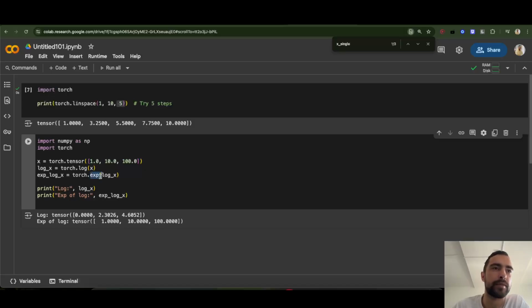And then exp is the reverse of log. So you will just put e to these logs. So you see exp of log of x. If you do this, you will just get the same, because those are two reversing operations that get the same result in the end. So exp of log, you will put e to 0 is 1, e to this is 10, e to this is 100.